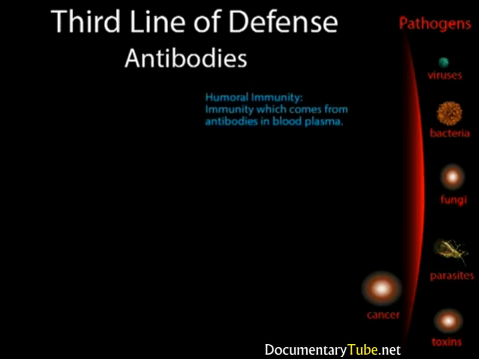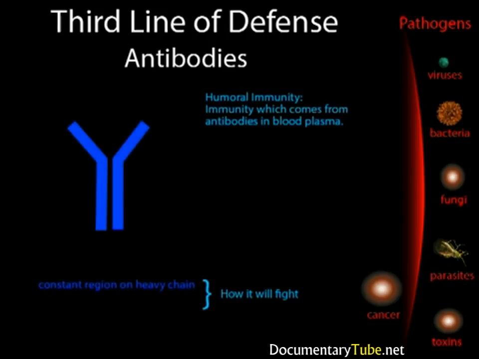Humoral immunity is an immunity which comes from antibodies in the blood plasma. Since humoral immunity comes from the actions of antibodies, we should concentrate first on what antibodies are. First of all, antibodies are proteins. Basically, antibodies are made of 4 polypeptide chains, 2 identical heavy chains and 2 identical light chains. These chains are arranged in a Y shape.